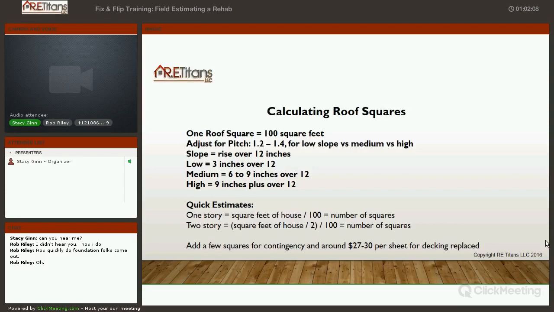So if you come out and you do it and let's say it's 102 squares, well, round it up to 105, something like that.